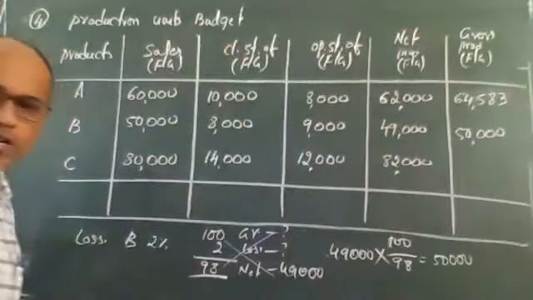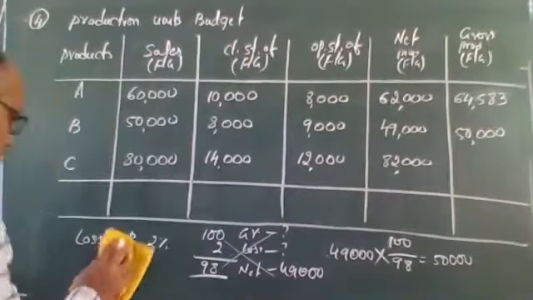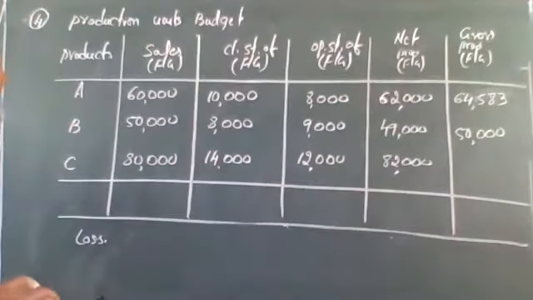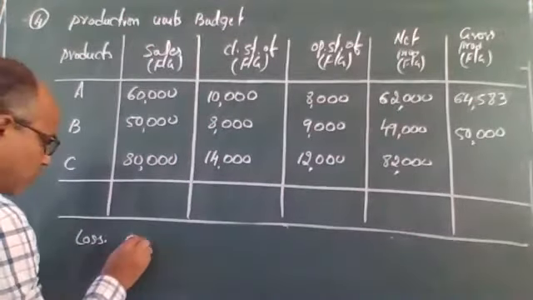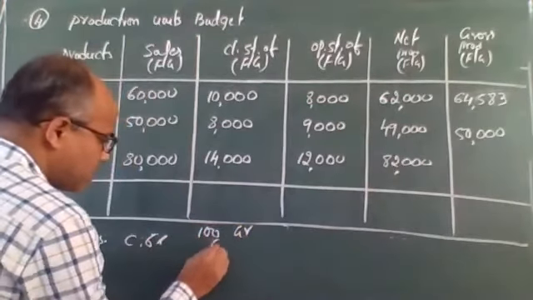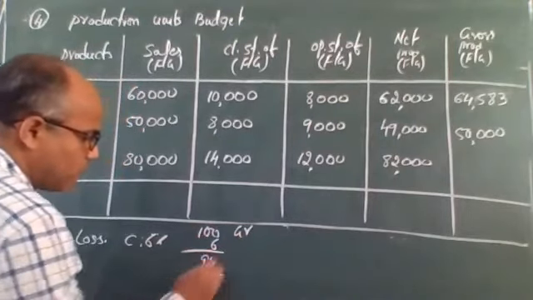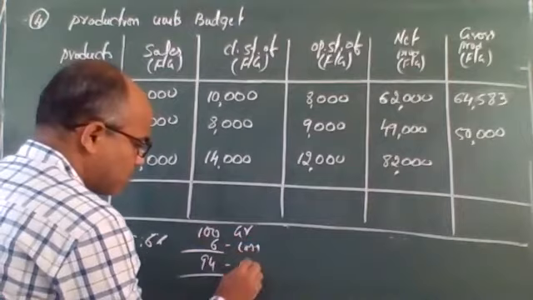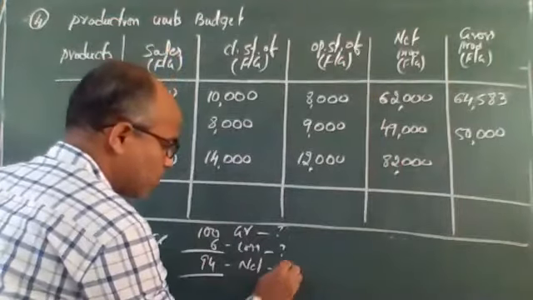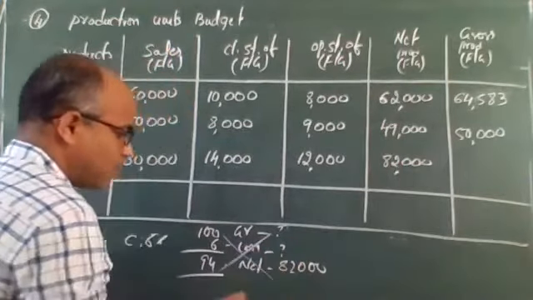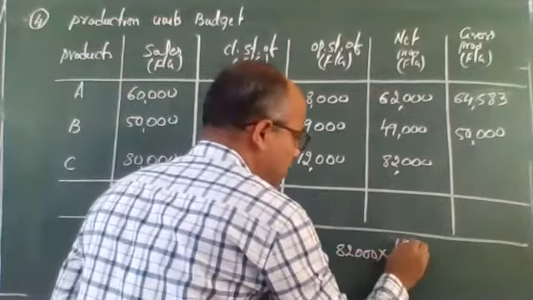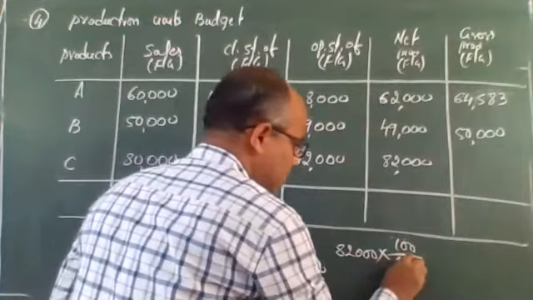Same with product C. How do I go with product C? The loss of product C given in the question is 6%. That means if 100 units is my gross, 6% of 100, which is 6, will go and 94 will come. This is the loss, this is my net. Do you know gross? Do you know loss? Don't know. You know only net. Net is 82,000. So cross multiplication, 82,000 multiplied with 100 divided by 94.